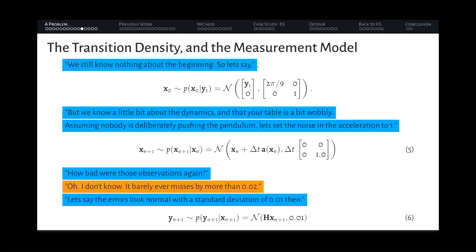And then you ask, how bad are those observations? So you didn't get much money from the ARC. It's adding some noise to where it thinks the angle of the pendulum is. How bad? And they tell you it never misses by more than 0.2 or 0.02. Let's just put a standard deviation of 0.01, right? And you get this observational model that tells you how the observation is related to the hidden state.